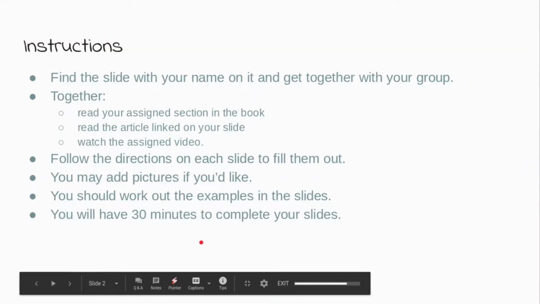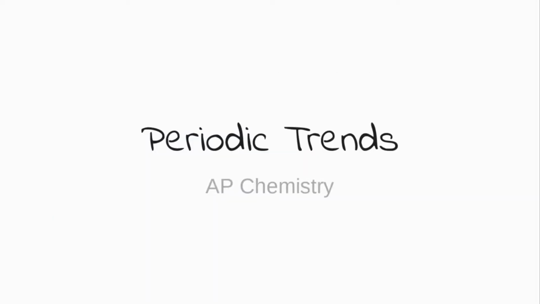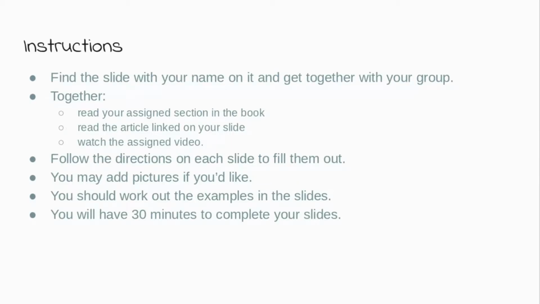For the first part of the periodic trends activity, you are going to be assigned into groups within the slideshow. There are slides that look like this, periodic trends, AP Chem. You are going to get together with your group. As you scroll through the slides, you'll find your name on one of the slides with other group members. On that first slide for your trend, there's going to be an assigned section in the book, an article that you can read on the internet, and then a video. You should look through those things.